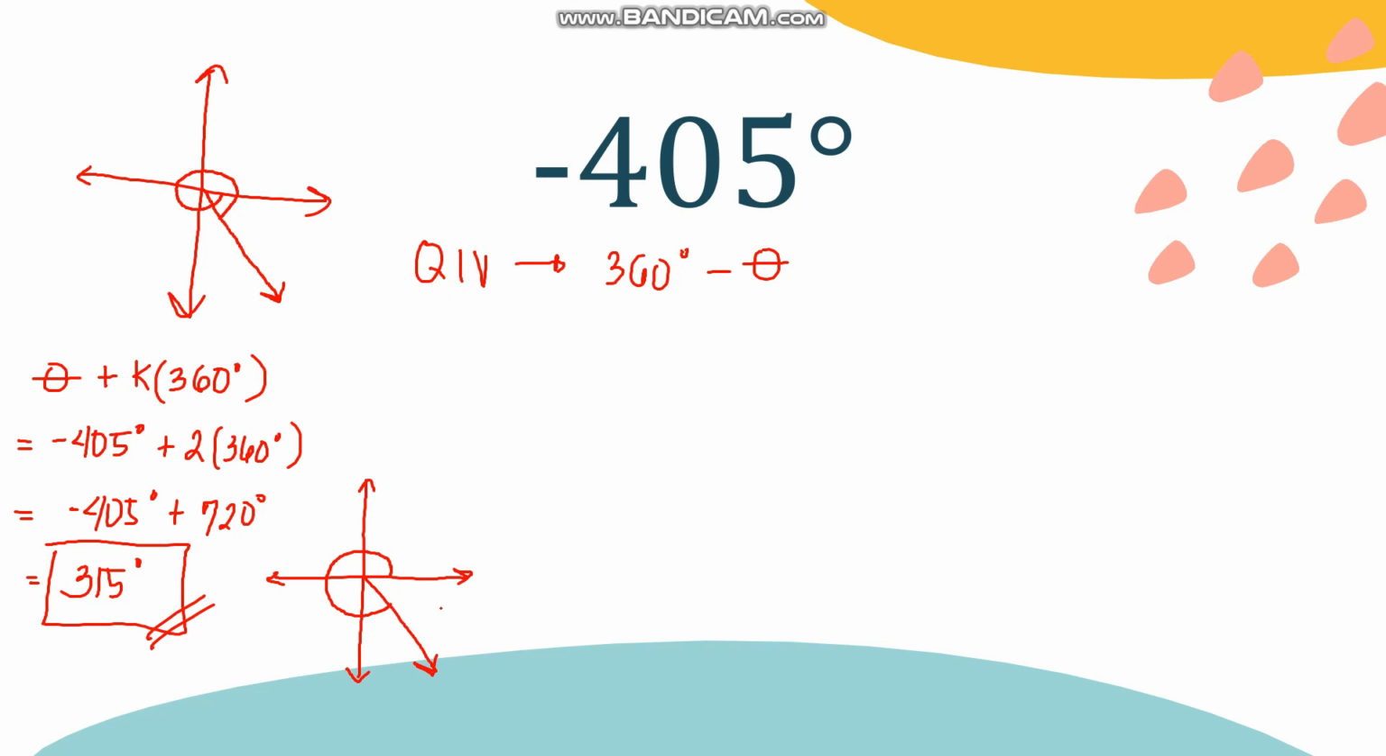Now, since it is coterminal with negative 405 degrees, we will use 315 as the value of theta to get the reference angle. So this will be 360 degrees minus 315 degrees, which is equal to 45 degrees. So that will be the reference angle of negative 405 degrees. Again, if the angle is negative, you have to identify first the positive coterminal angle of the given angle.